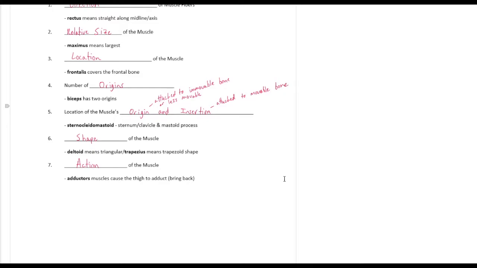We have the deltoid, means triangular, or trapezius, means trapezoid shape. And we have action of the muscle, and our adductor muscles cause the thigh to adduct. And so one of the biggest things with the action of the muscle is if it's adductors or if it's flexors or extensors, those would be actions of muscles.